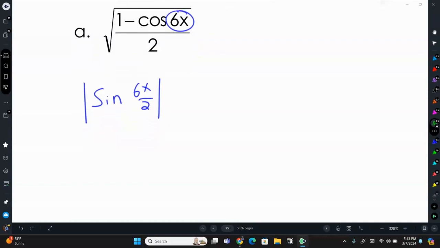So now we do 6x divided by 2, and that's going to give us 3. So the absolute value of sine of 3x. So we were able to change this angle from a 6x to a 3x. And we could then use that to potentially solve some problems.